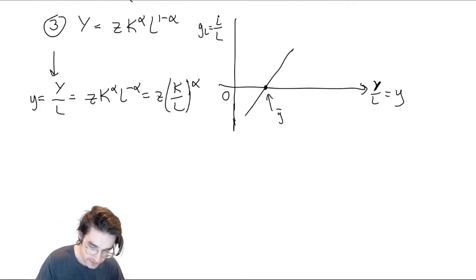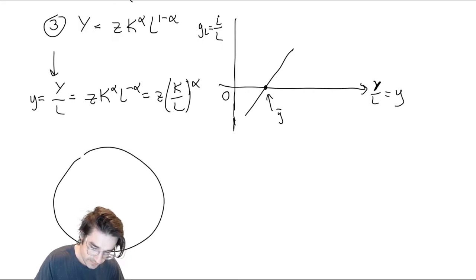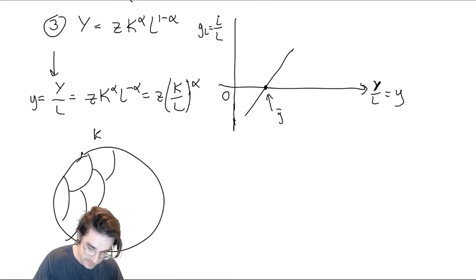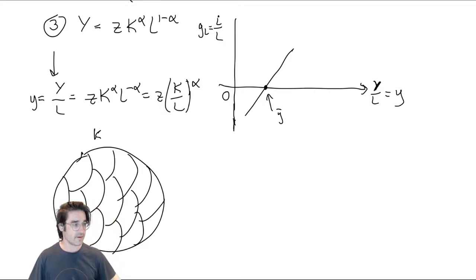I know I drew this picture last time. Basically, if you just think about it, you've got a fixed size world with a certain amount of land K, and everyone just gets their own plot. I think I'm drawing these plots like they're fish scales for some reason, but that's just how they made the farms. I didn't decide. So that's what the world looks like.